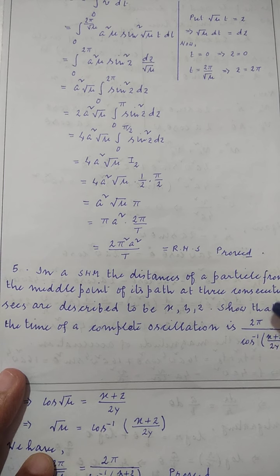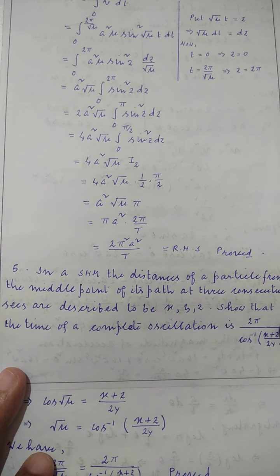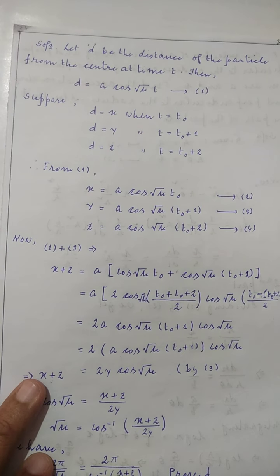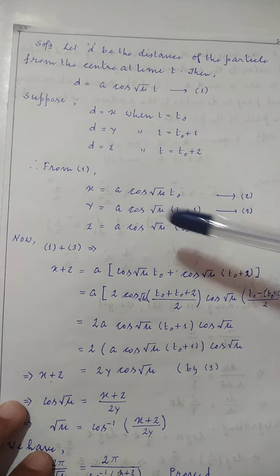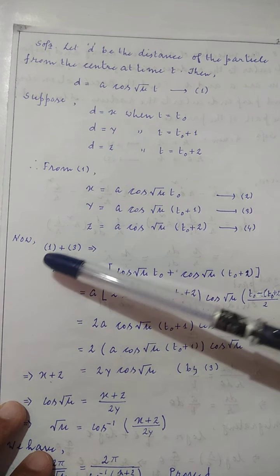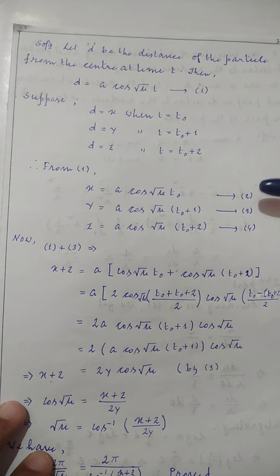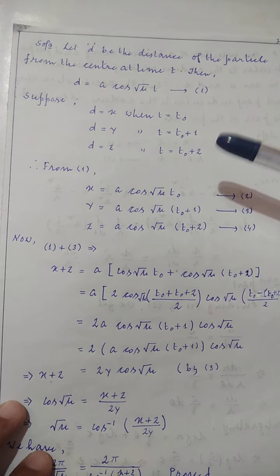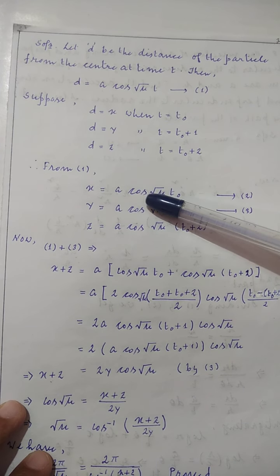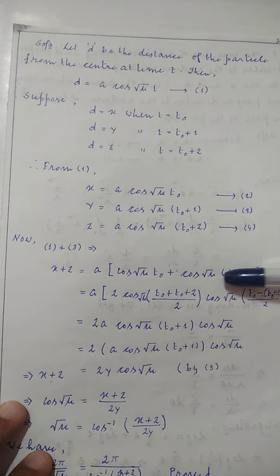Okay, now see what you have to prove: it is twice pi by cos inverse of x plus z by twice y. So we first need to find the expression for x plus z. How to get it? You add equation 2 and 4. So there's some mistake: here we are adding equation 2 and 4, not 1 and 3. If you add equation 2 and 4, what will we get? x plus z. On the right hand side also you add 2 and 4, a I have taken common: cos root over mu t naught plus cos root over mu t naught plus 2.